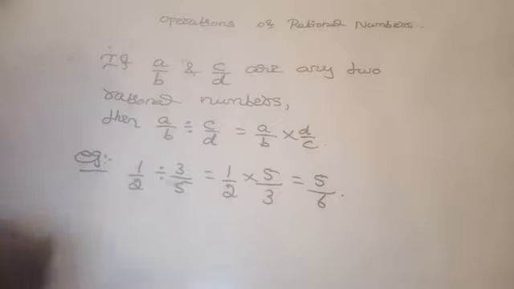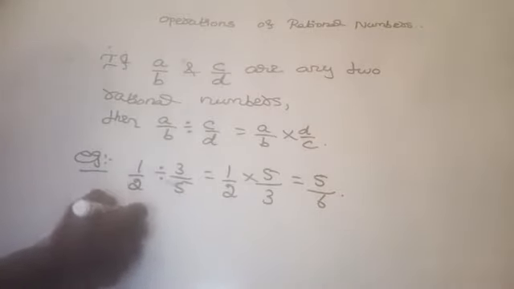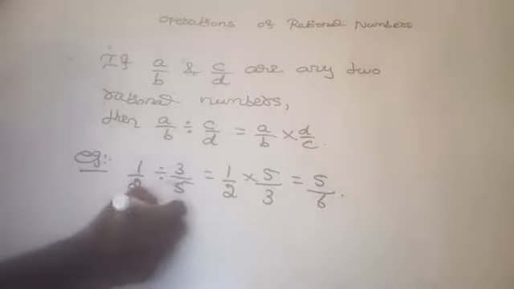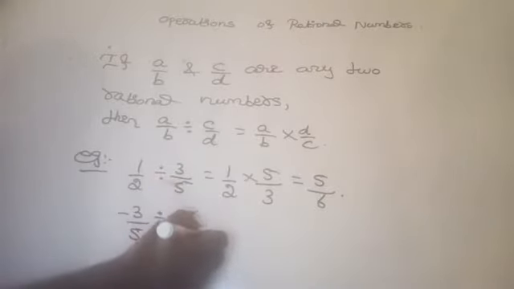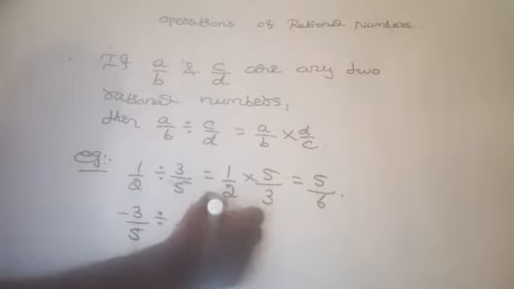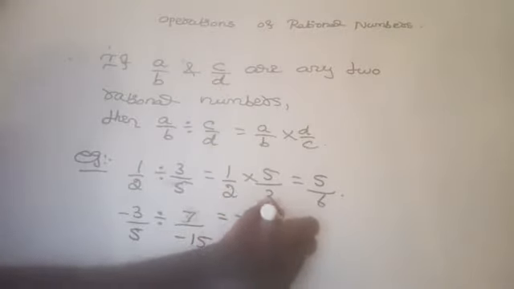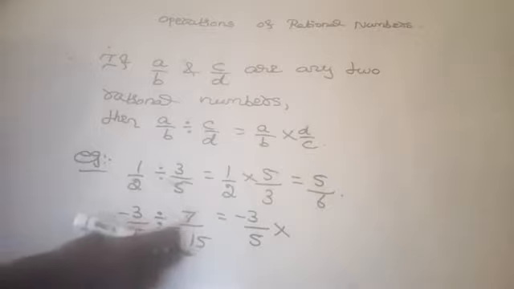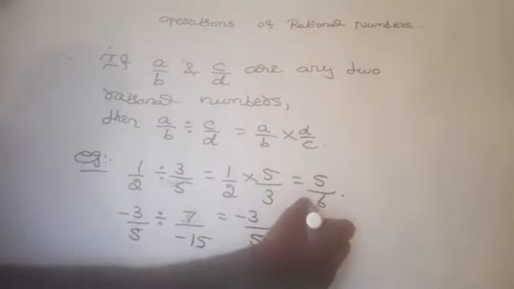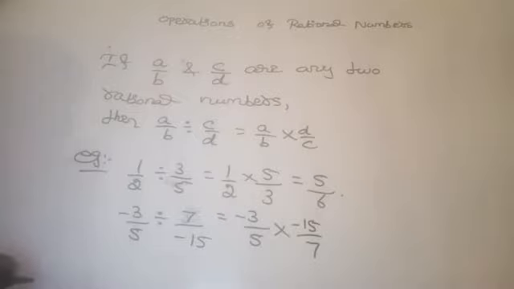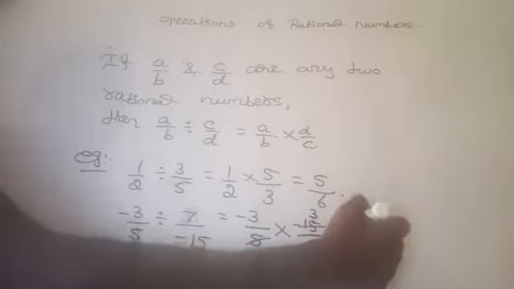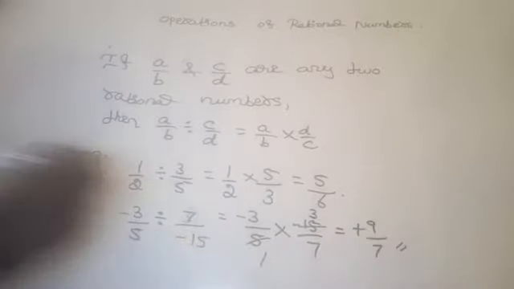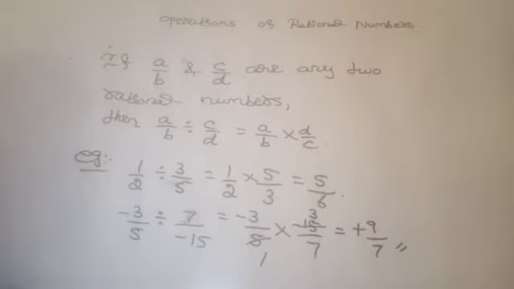Are you getting it here? One more example. Take minus 3 by 5 divided by minus 15 by 7. How will you write this one? Minus 3 by 5 into the reciprocal of that, that means minus 15 by 7. Am I right? 1 5 is 5, 3 5s are 15. Minus into minus is plus. 3 3s are 9. 9 by 7. Am I right?